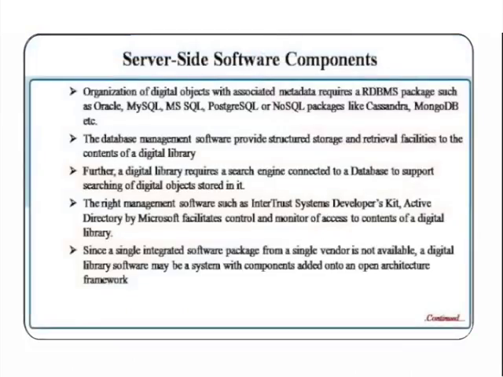Organization of digital objects with associated metadata requires an RDBMS package such as Oracle, MySQL, MS SQL, PostgreSQL, etc. Or one can also use NoSQL packages like Cassandra or MongoDB, etc. The database management software provides structured storage and retrieval facilities to the content of the digital library. Further, a digital library requires a search engine connected to the database to support searching of digital objects stored in it.